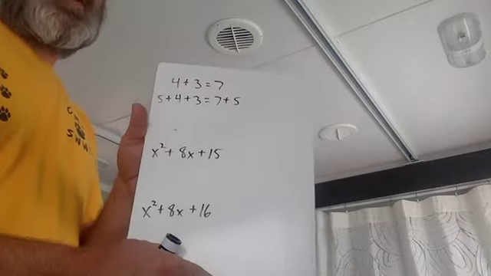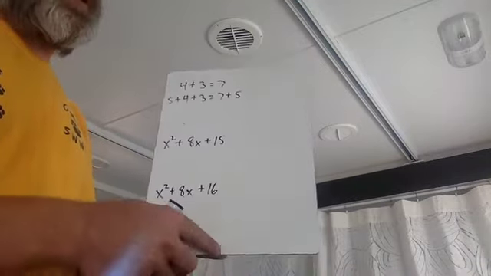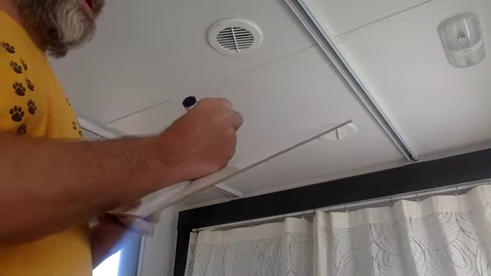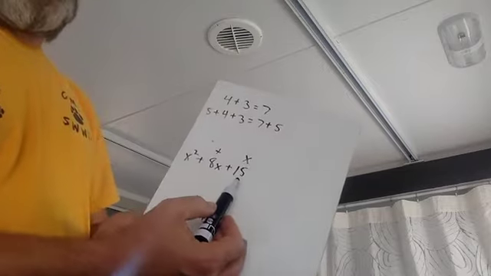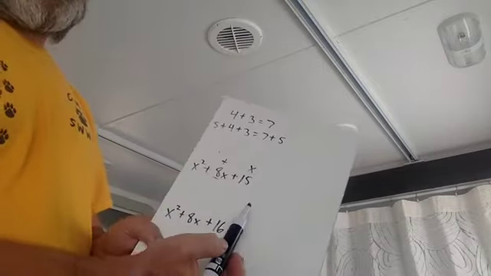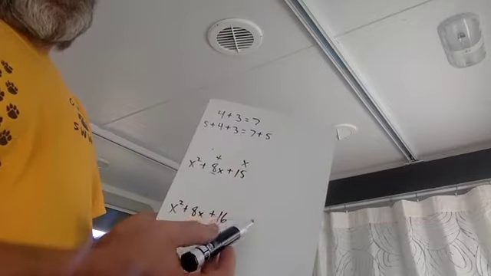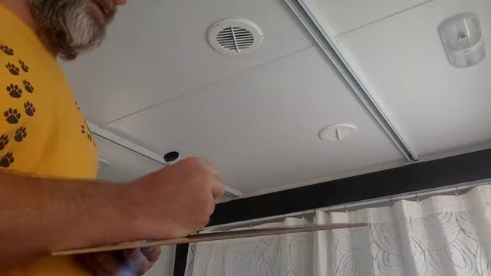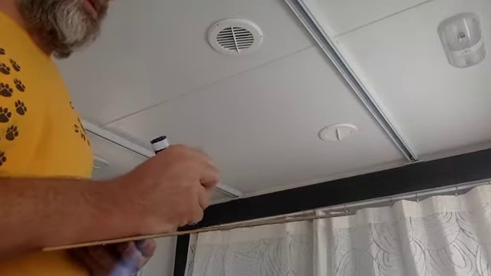Say we're going to factor x squared plus 8x plus 15. You're going to look for two numbers that multiply to give c, which is your constant, 15, and add to give the b term, 8. So what are those two numbers? They're 3 and 5. 3 times 5 is 15. 3 plus 5 is 8. So this would factor into x plus 3 times x plus 5.